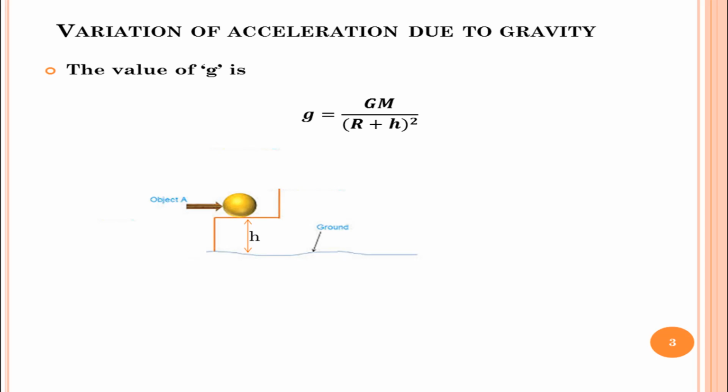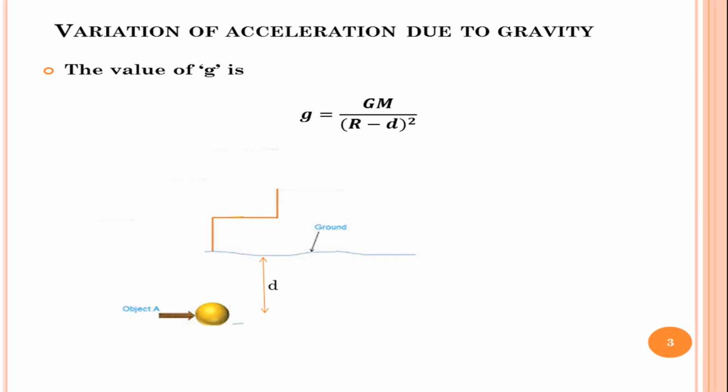Similarly, as we go deeper, suppose you go down into a mine, then the acceleration due to gravity again decreases. You may ask here, according to the formula, the acceleration due to gravity small g is equal to capital G into capital M divided by r square. If we go deeper, the r value should decrease. In that case, the g value should increase. But this is not the case.